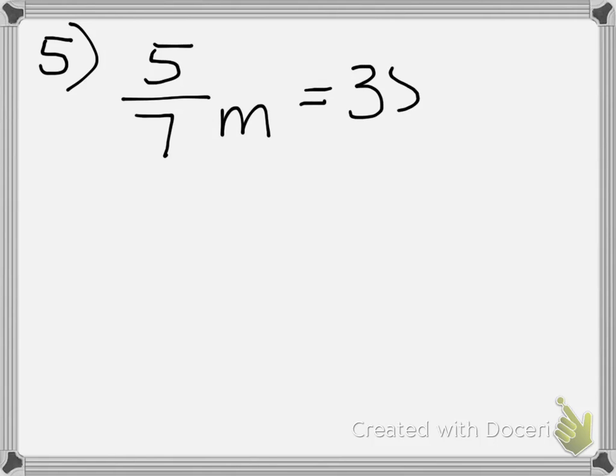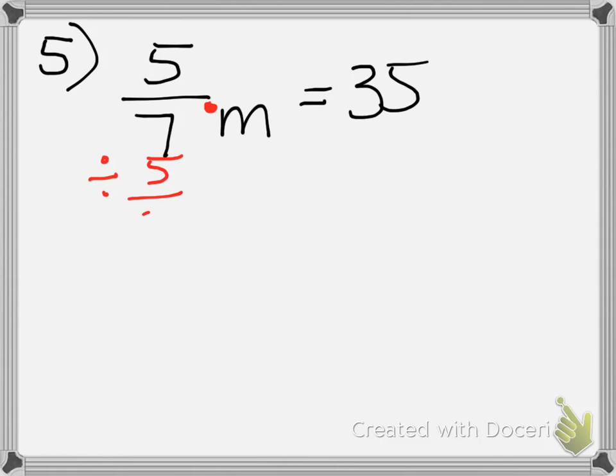Number 5. Write what you see, the equation. We're going to do a fraction equation with variables. So the first thing we need to do is look at 5/7 m is equal to 35. Well, 5 over 7 next to an m means multiplication. We need to get m by itself, so we do the opposite of multiplication, which is division. We're going to divide by 5/7.